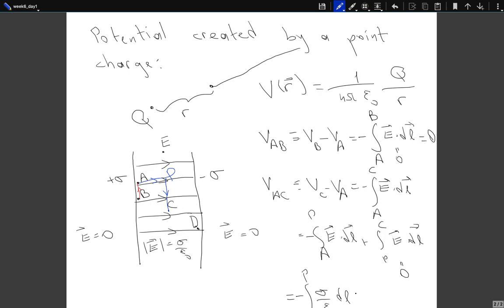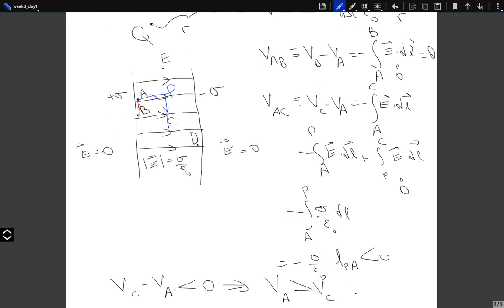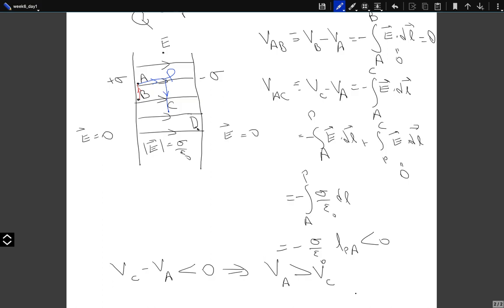If you are moving in the direction of the electric field, as you go from A to C, most of the time you are moving in the direction of the electric field. So E and dl are pointing more or less in the same direction, so that is positive. So here is a negative, so the potential is decreasing. Just like in the case of gravity. If you are moving in the direction of the gravitational force, the height is decreasing, so the potential is decreasing. Any questions on this example?